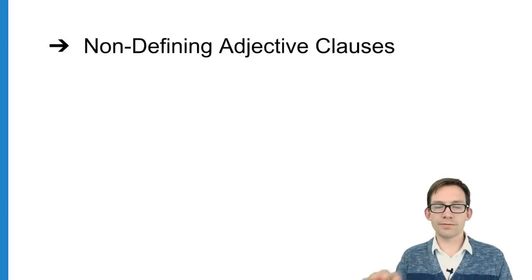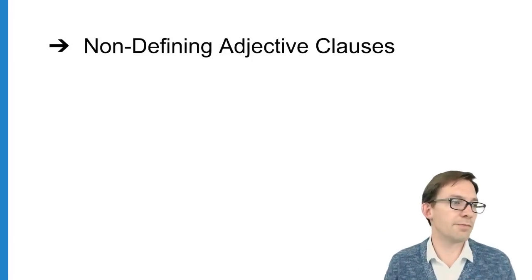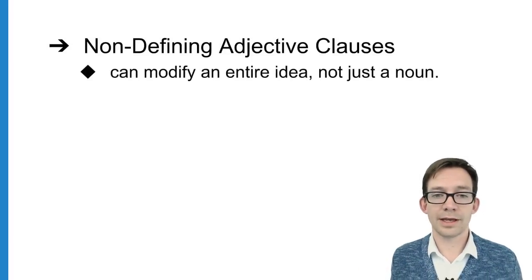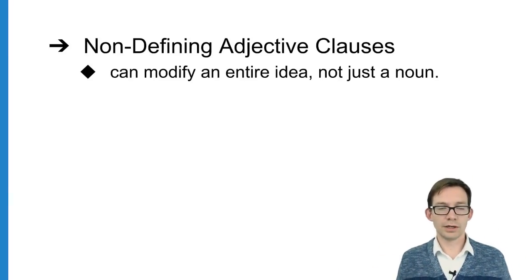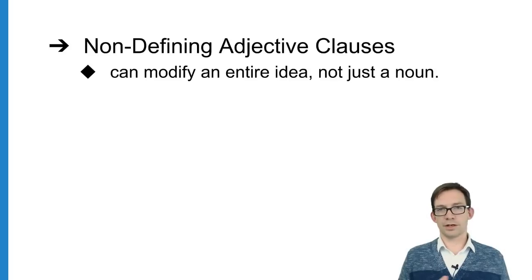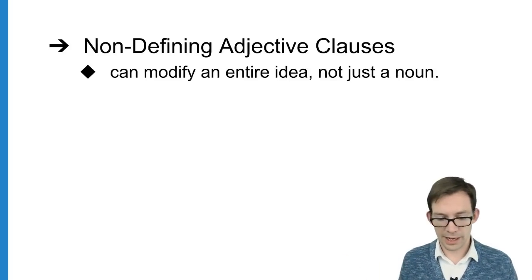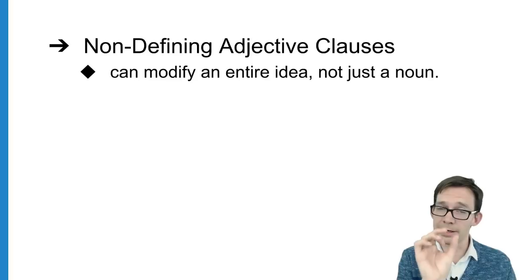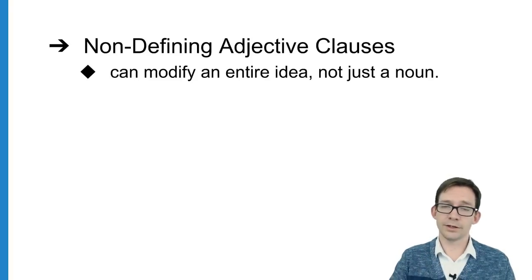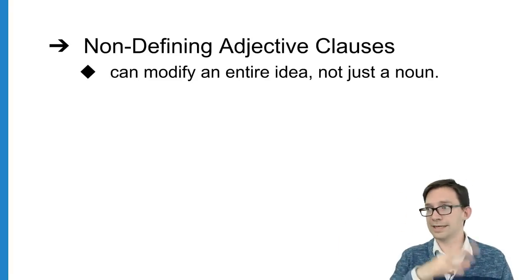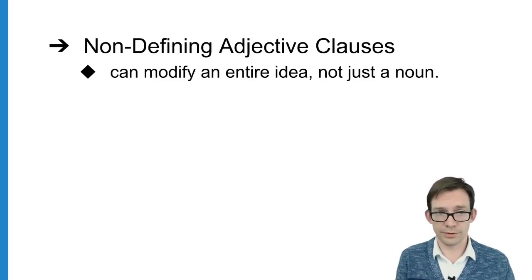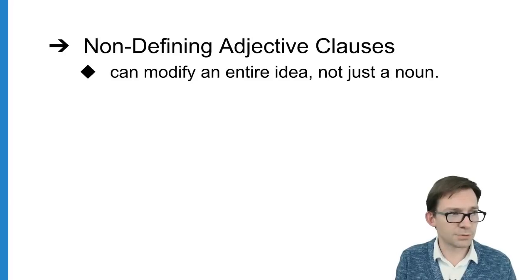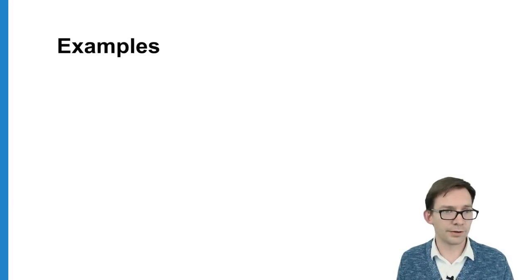And that is non-defining adjective clauses, and this is something I kind of mentioned earlier, can modify an entire idea, not just a noun. So the non-defining adjective clause can come at the end of a sentence, and rather than just modifying the noun that comes before it, it's modifying the whole sentence or clause that comes before the adjective clause, okay? So let me explain. Let me show you an example before we run, okay?